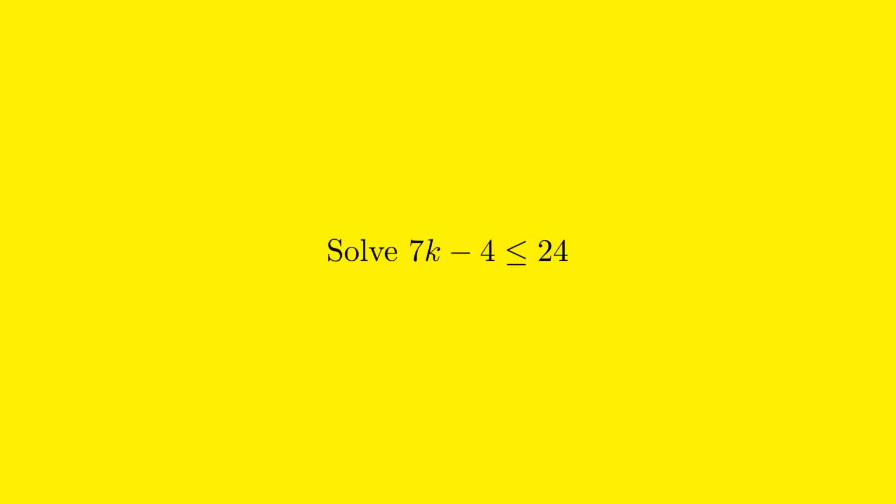Welcome to our instructional video on solving inequalities. Today, we will be solving the inequality 7k minus 4 is less than or equal to 24. We will go through step by step and make sure to provide the solution in both inequality and interval notation forms. Let's begin.